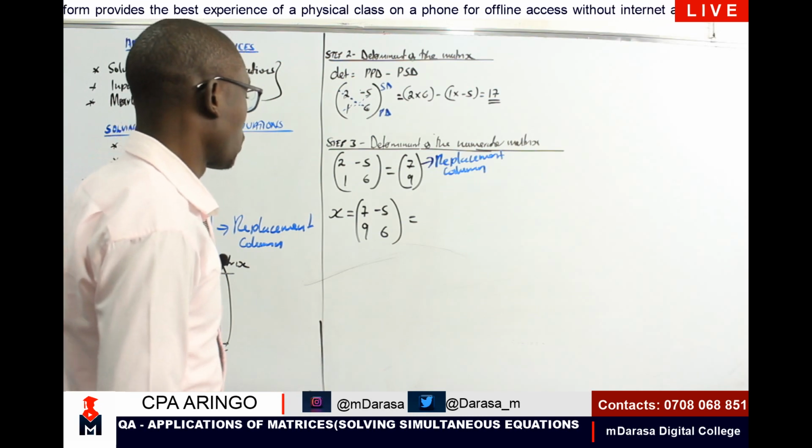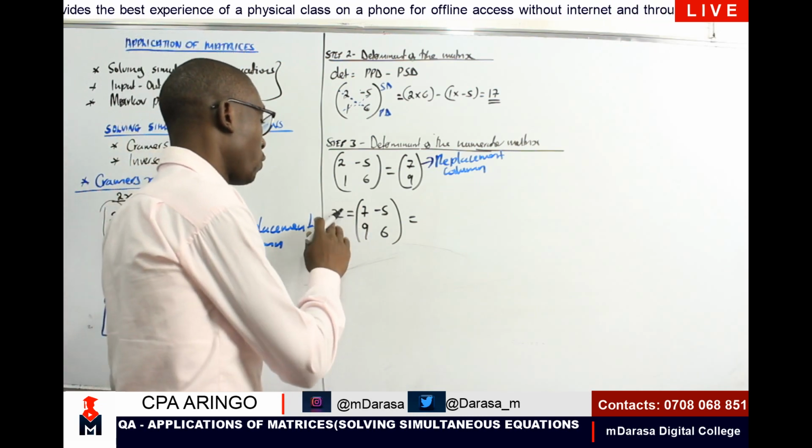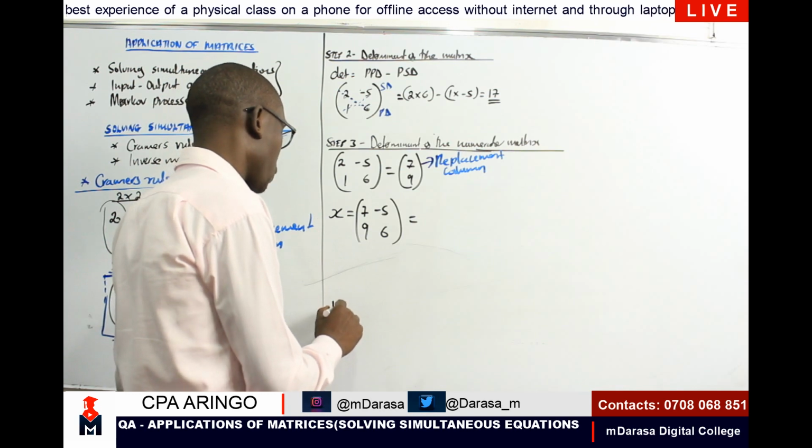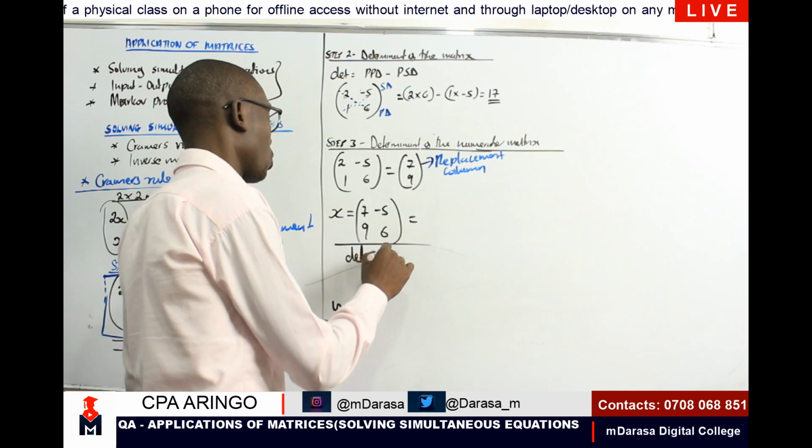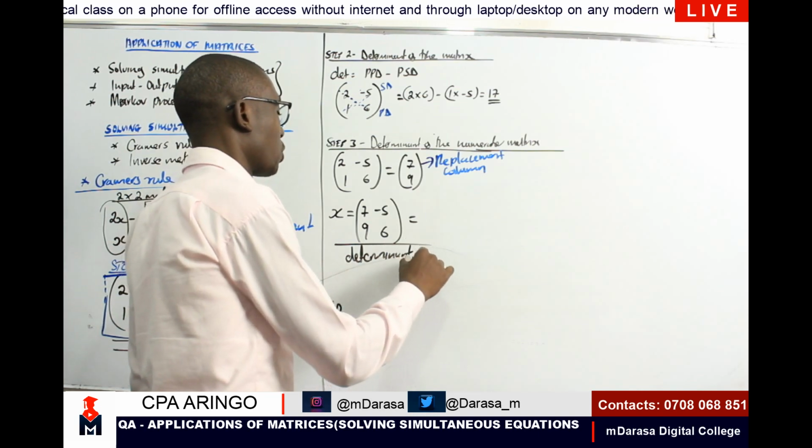To determine the determinant of the numerator matrix, of course, you can do it for x and y. Make sure that here we are going to divide this by the determinant of the base.